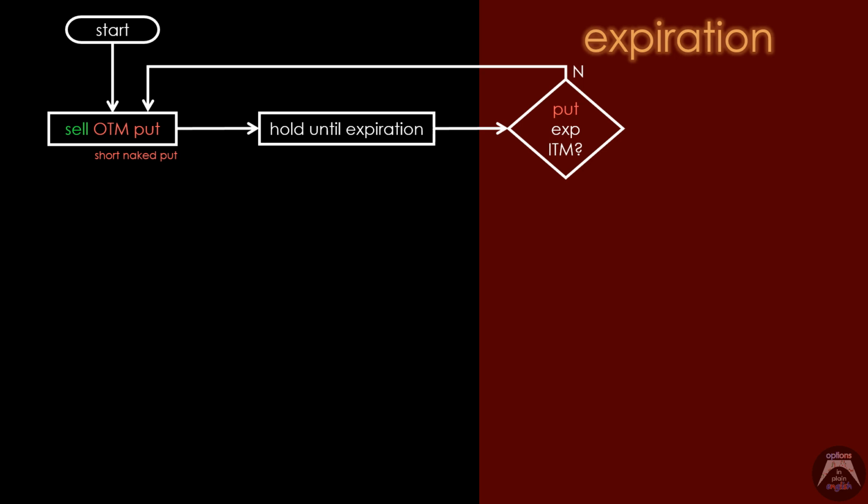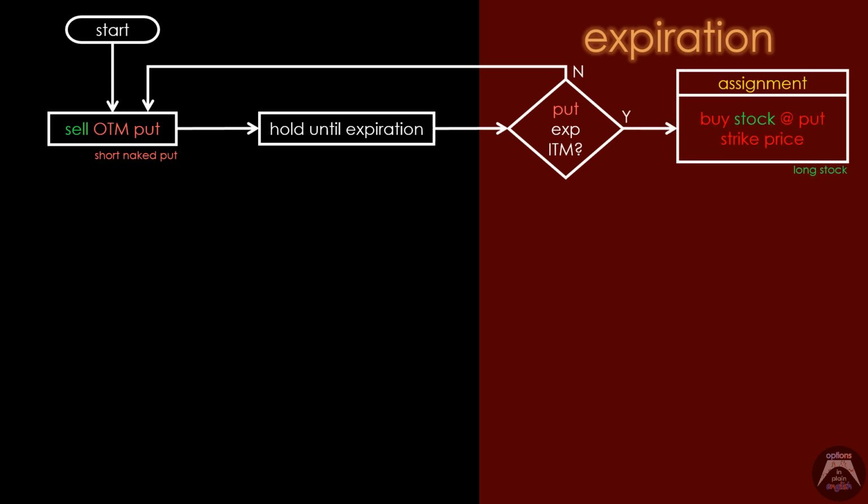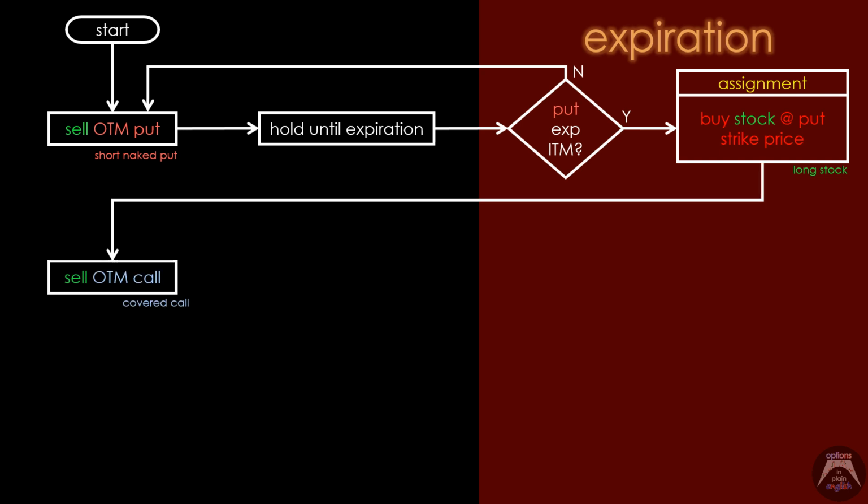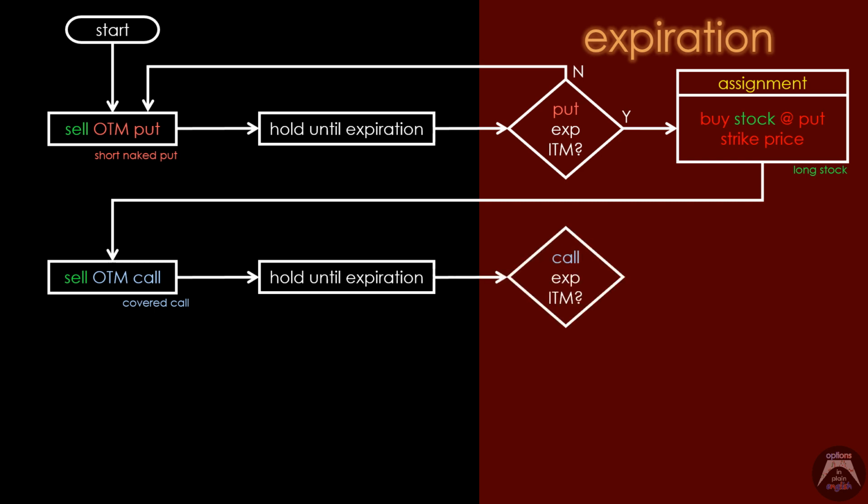If it did expire in the money however, we will get assigned, and will need to buy stock at the put strike price. At this point, our position will be long stock, and we'll get ready to re-establish as soon as possible. After we have our long position, we now sell an out-of-the-money call to turn it into a covered call, which we then hold until expiration. If our short call expired at or out of the money, we re-establish after expiration by selling another out-of-the-money call, to have another covered call.